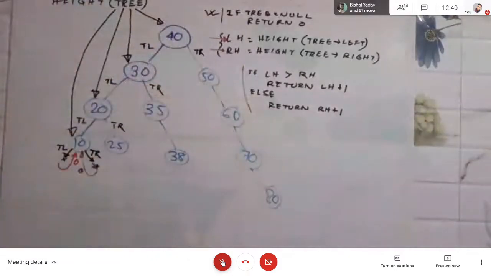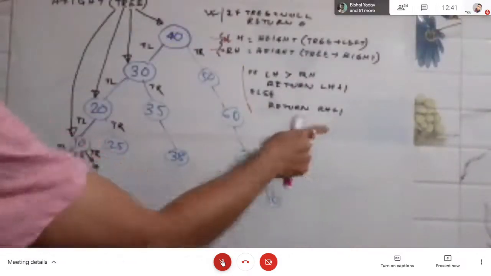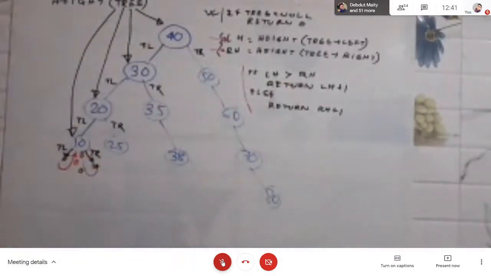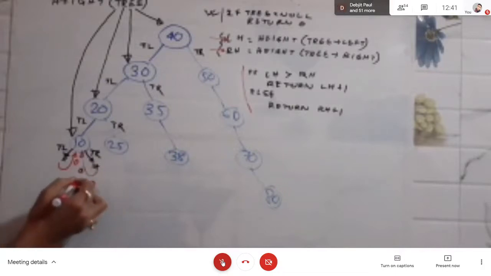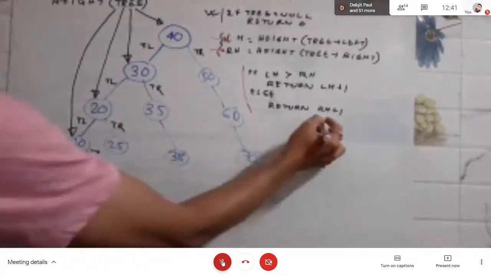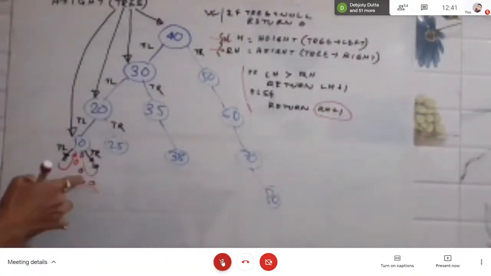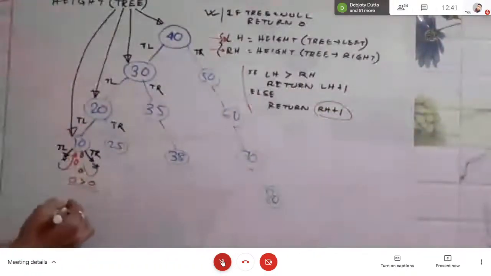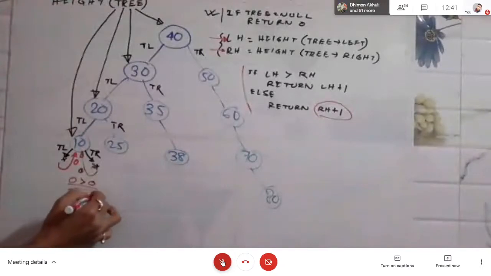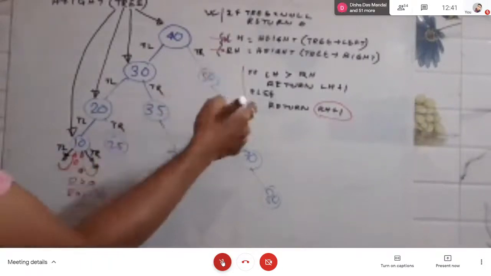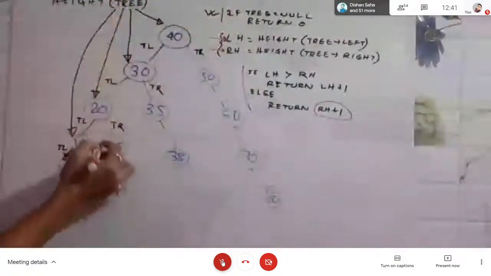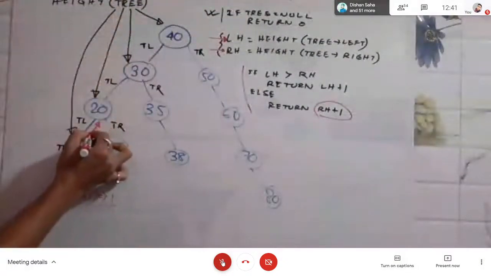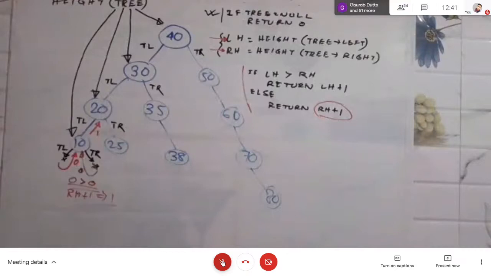That means what it will return? RH plus 1. So sitting at 10, after comparing all these things, is 0 greater than 0 or not? So ultimately it will return the value RH plus 1. Now RH is 0, so RH plus 1 means it is 1. So after execution of all these lines, it will return back to its calling point. It will return back to 20 with the value 1.